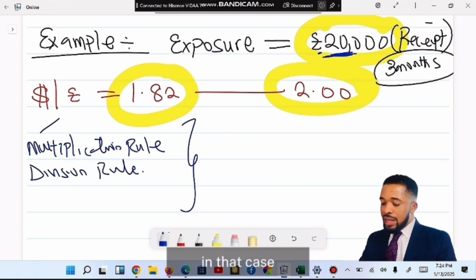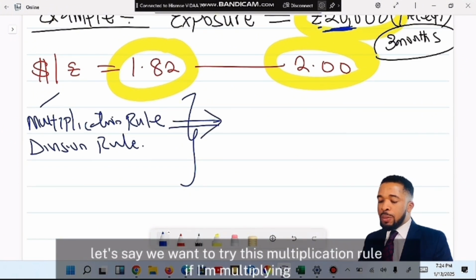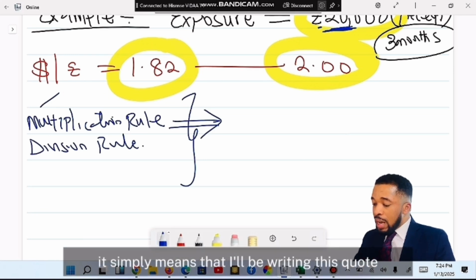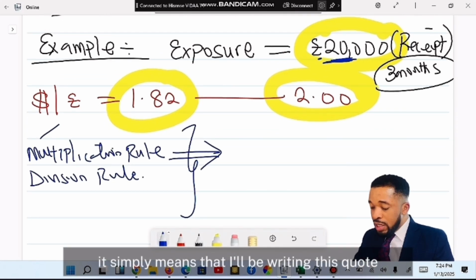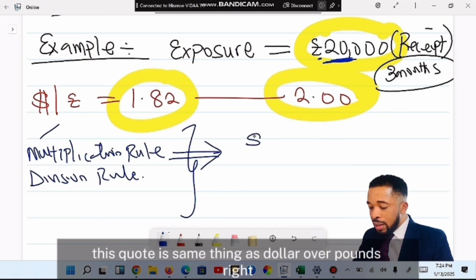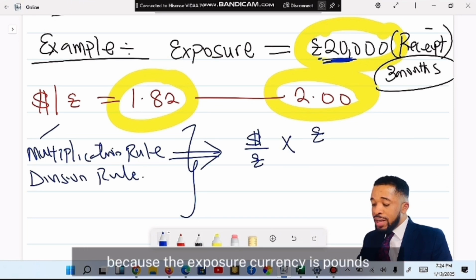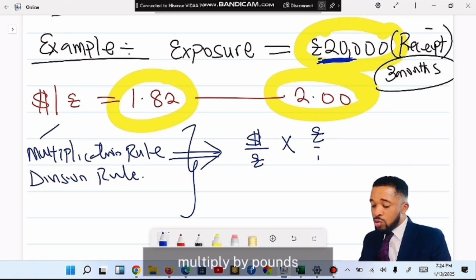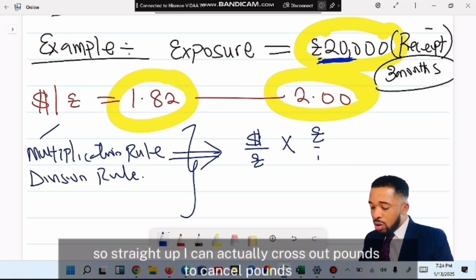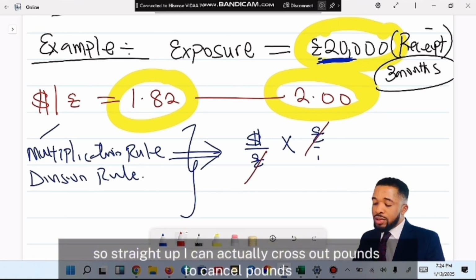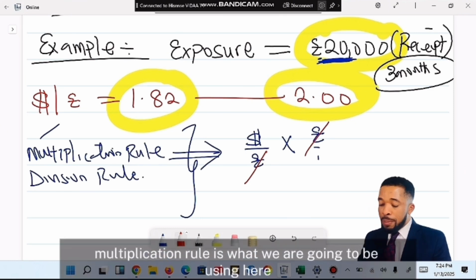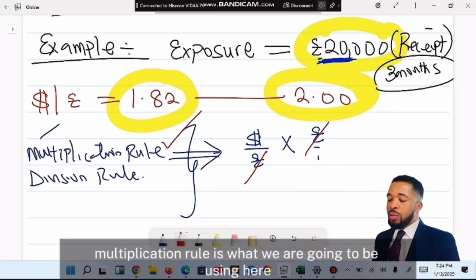In that case, let's say we want to try this multiplication rule. If I'm multiplying, it simply means that I'll be writing this quote. This quote is same thing as dollar over pound, right? If I'm multiplying, multiply by pounds, right? Because the exposure currency is pounds, multiply by pounds. So straight up, I can actually cross out pounds to cancel pounds. So it simply means that multiplication rule is what we are going to be using here.